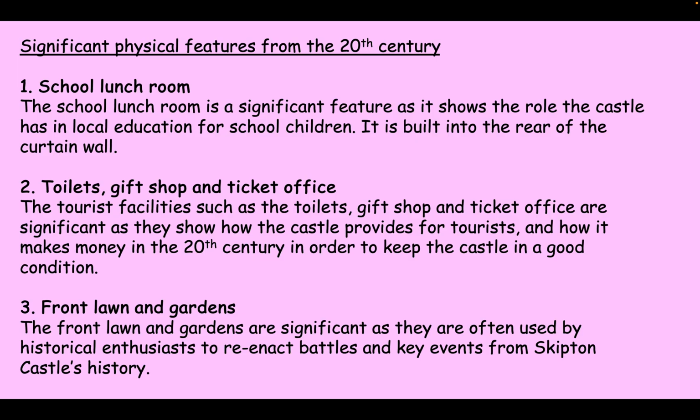The final thing we could mention is the front lawn and the gardens. The front lawn and the gardens are significant because they're often used by historical enthusiasts to reenact battles and key events from Skipton's history. That's significant because it's using the castle for enthusiasts to reenact these battles, and it's a way that people are still in contact with the castle today and still using the castle for entertainment and for leisure.